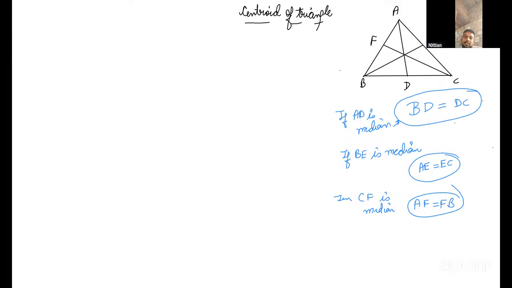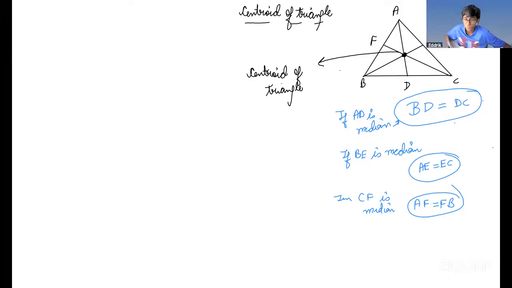Okay. So what am I trying to say? Median starts from A to the opposite base and divides it into two equal parts. Now everyone please pay attention. Don't write anything. I will give you time to write. A point where three medians of a triangle meet is called the centroid of the triangle. So all three medians meet at a point, and that point is called the centroid of a triangle.